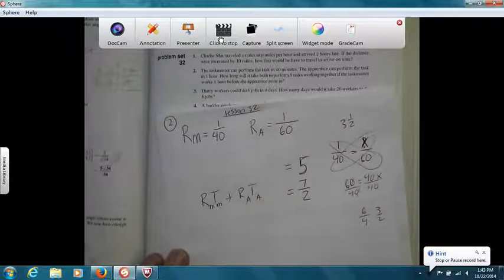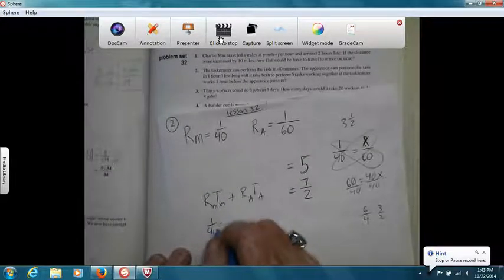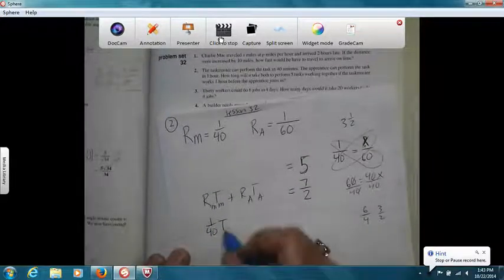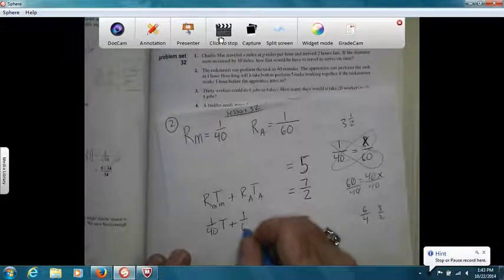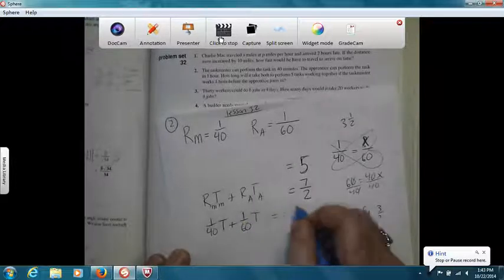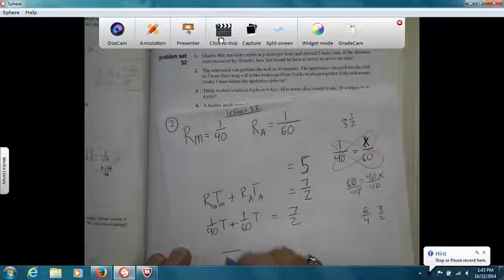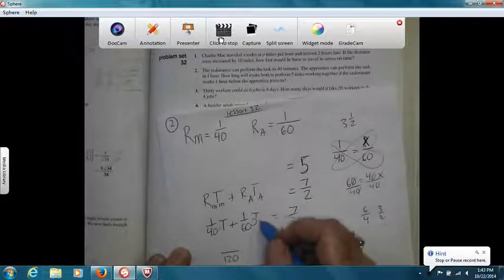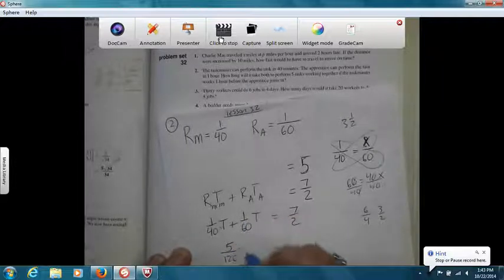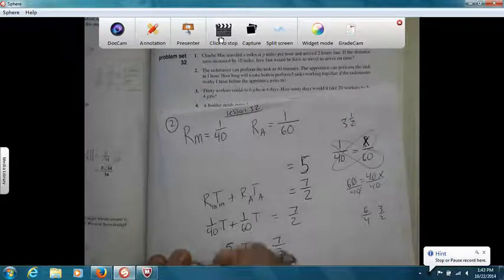So, do we want to know how long they work together? We got the rates. The times are actually going to be the same, so I don't have to put the little M's and A's on them anymore. That guy's 1 over 60, which was 7/2. 1/40th plus 1/60th is, common denominator is 120. 3 plus 2 is 5. 5/120th t. And then multiply by the reciprocal. 120 over 5.